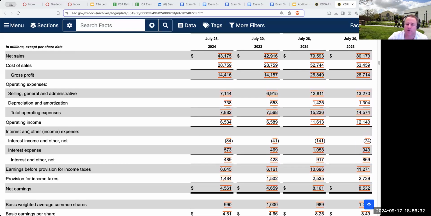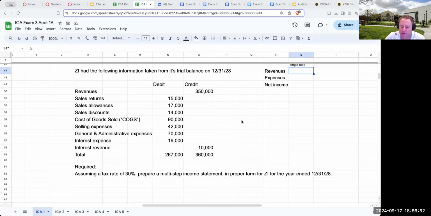Then you're going to see other income or expense. This is interest expense, interest revenue. That's not a part of our normal operations, right? So we're going to put that as other income or expense. This is going to give us our earnings before income taxes, less our taxes is going to give us our net earnings. Let's take a look at the question.